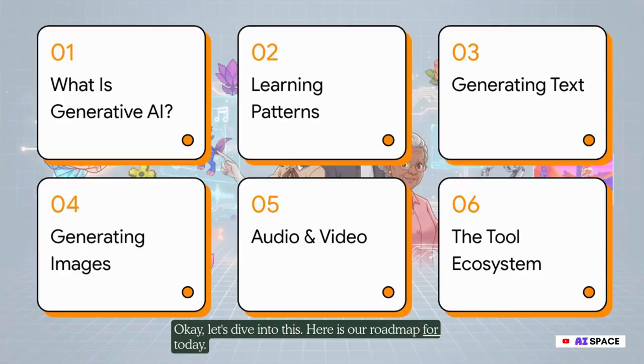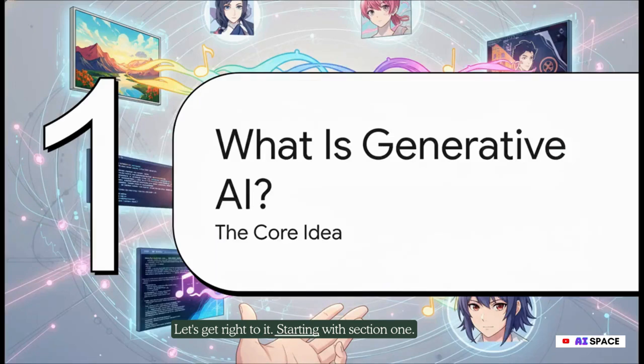Here is our roadmap for today. Number 1, what is generative AI? 2, learning through patterns. 3, generating text. 4, generating images. 5, generating audio and video. And finally, 6, the tool ecosystem. Let's get right to it. Starting with Section 1, what is generative AI?